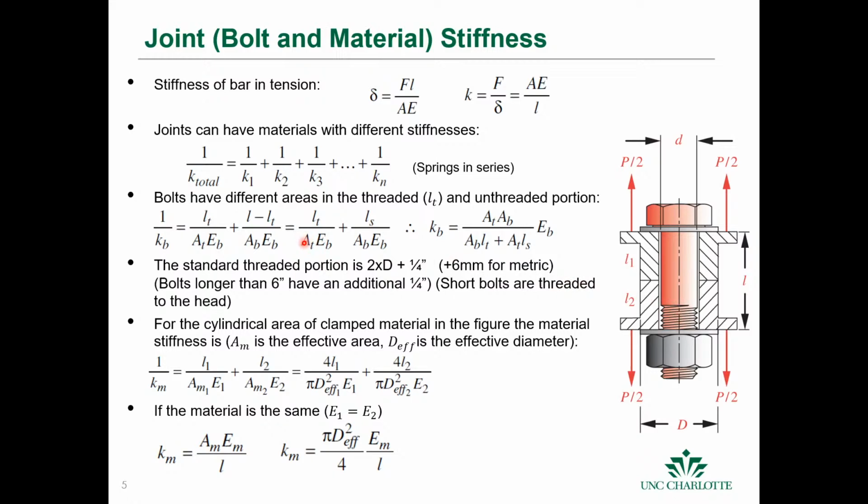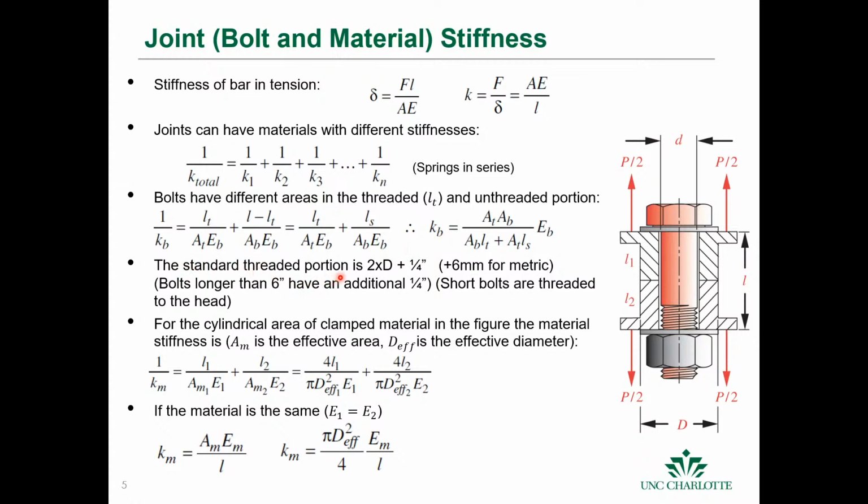And then we can express that in terms of the threaded length and the shank length, or this unthreaded length here. That's the LS. So therefore, we can express the bolt stiffness by combining these terms as the area of the threaded part times the area of the bolt that's not threaded, weighted by the lengths for each one, the opposite of each one, times the Young's modulus. And that way we can get the effective stiffness of the bolt.